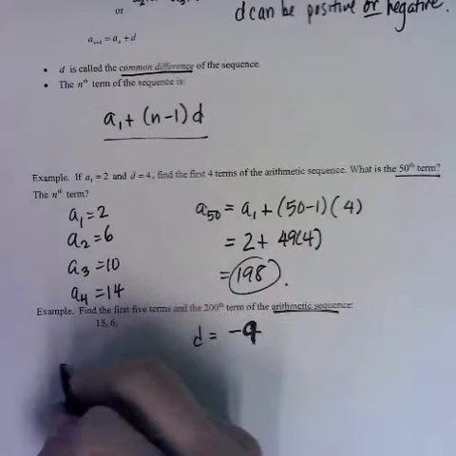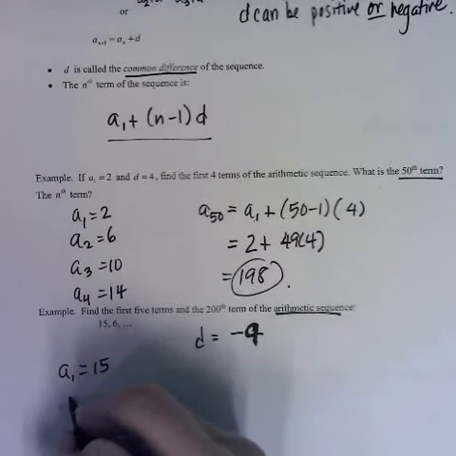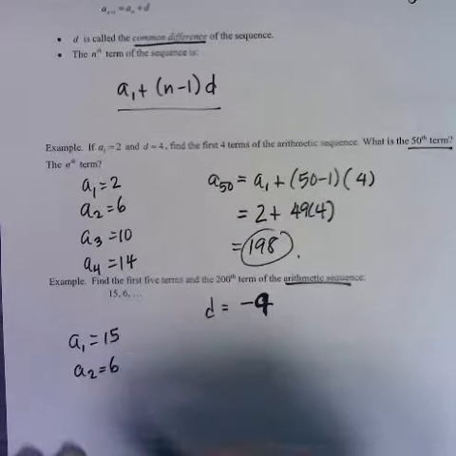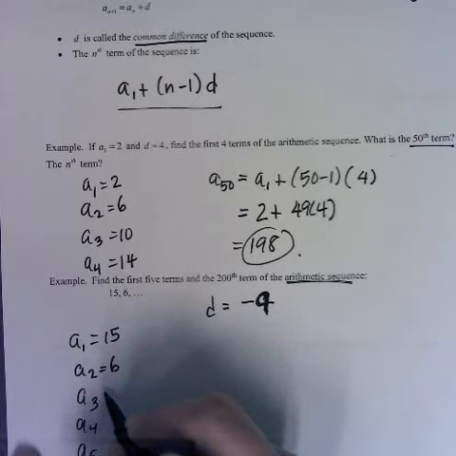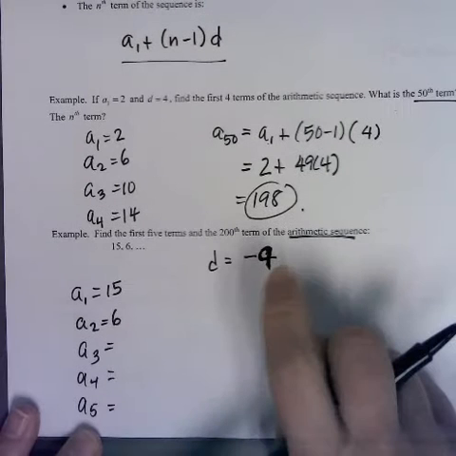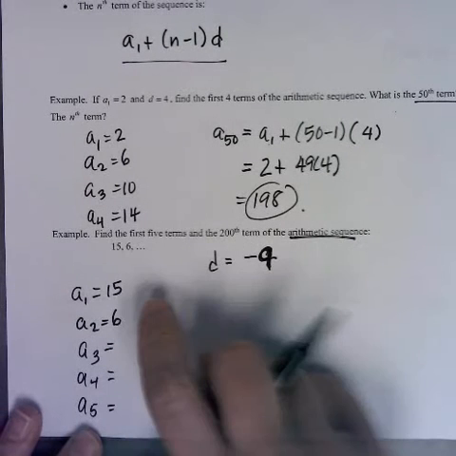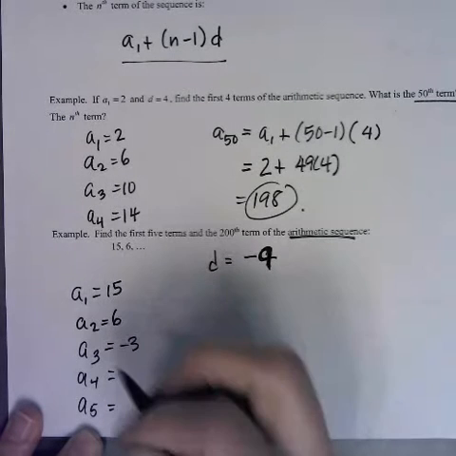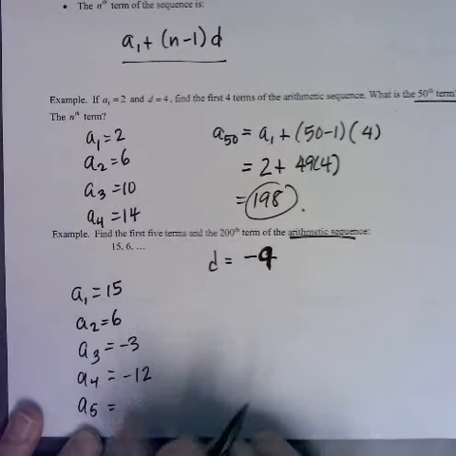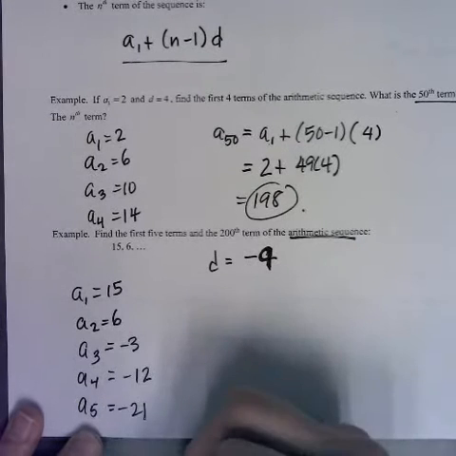Okay, so a sub 1 is 15, given. a sub 2 is 6, given. We're supposed to find the first 5 terms. So we just keep subtracting 9. So 6 minus 9 is negative 3. Negative 3 minus 9 is negative 12. Negative 12 minus 9 is negative 21, etc.